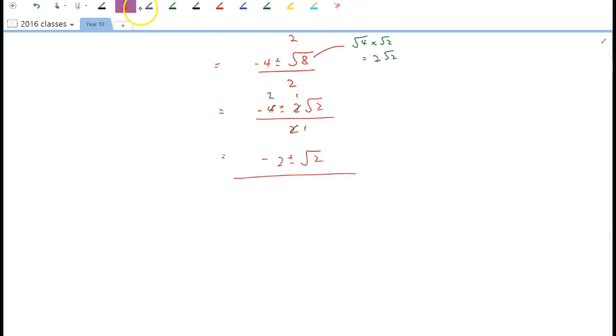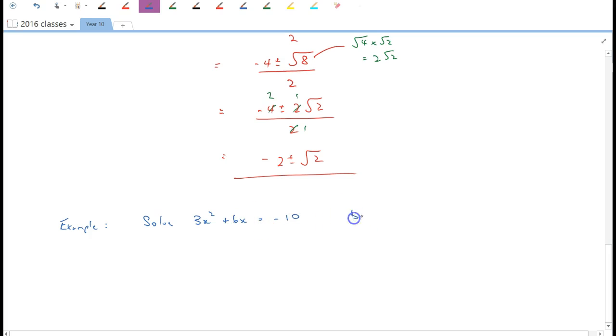Okay, there we go. Let's do one more example. Another example. And perhaps you can pause the video and try this for yourself. So solve 3x squared plus 6x equals minus 10. Now the question might say by using the quadratic formula, but then again it might not, in which case you solve it any way you like. It's always easier to solve using factorization, which is the method we have been using, but we can't always.